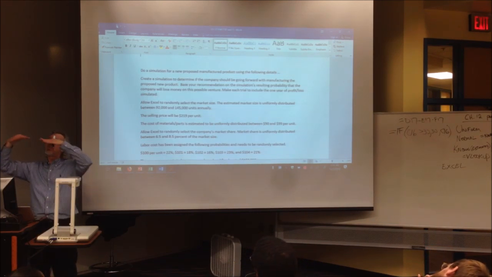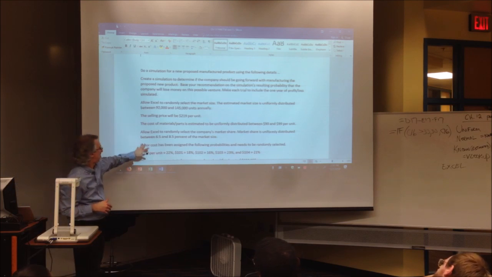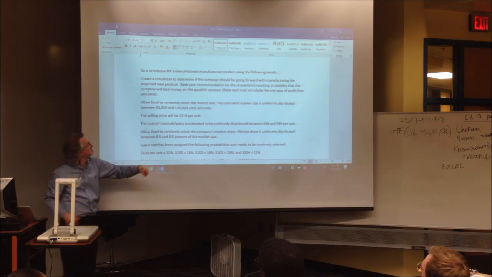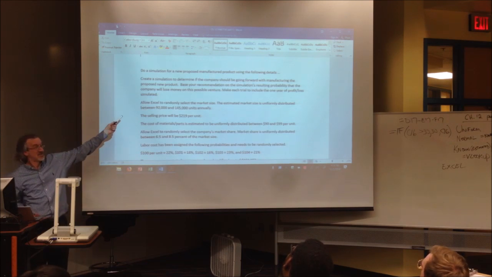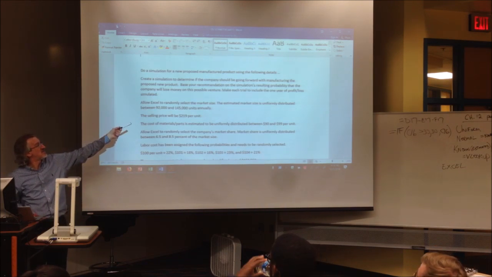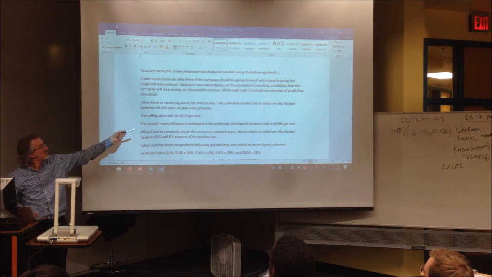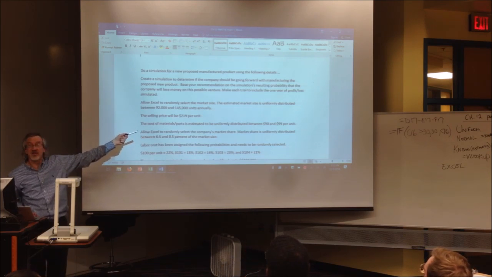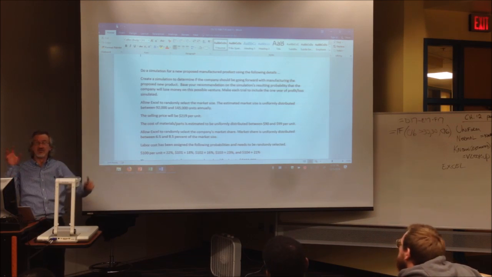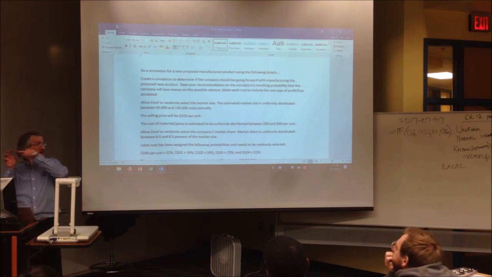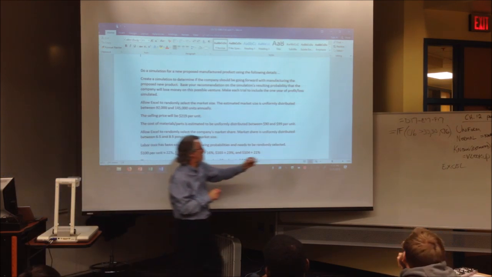Get that all worked out, then copy and paste it. How many am I asking for? We'll get to it. It's either 100 or 500, I can't remember. Here's the beginning. Allow Excel to randomly select your market size. The estimated market size is, here's the key word, uniformly distributed between 92,000 and 145,000 units. There's the beginning.